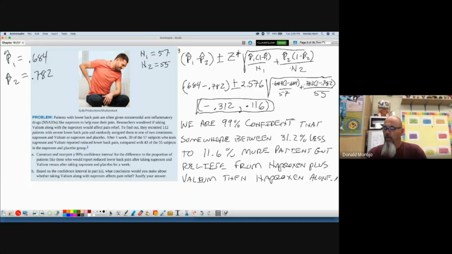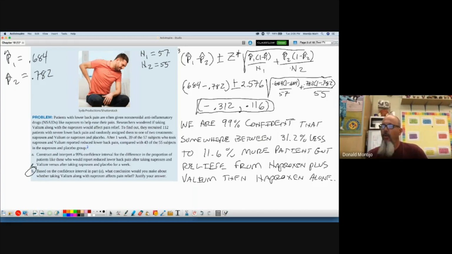So let's look at question B now. So we are 99% confident somewhere between 31.2% less of the back pain sufferers to 11.6% more of the back pain sufferers got relief from the naproxen plus Valium than that of the naproxen alone.